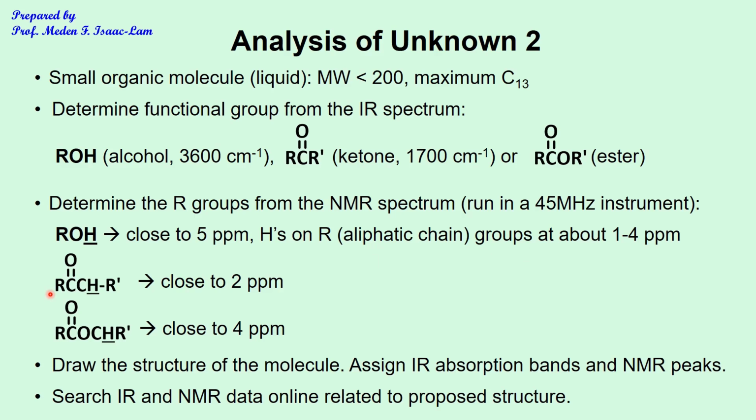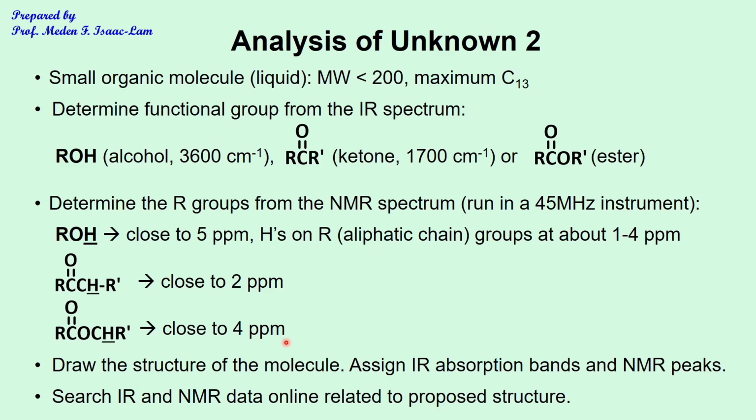For the ketone, the H next to the C double bond O is about 2 ppm. For an ester, the H on the R on the left side of the structure is about 2 ppm, while the H next to the oxygen is about 4 ppm.